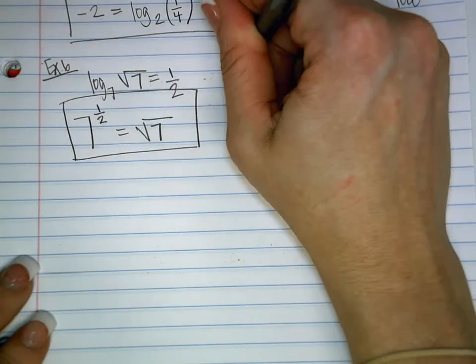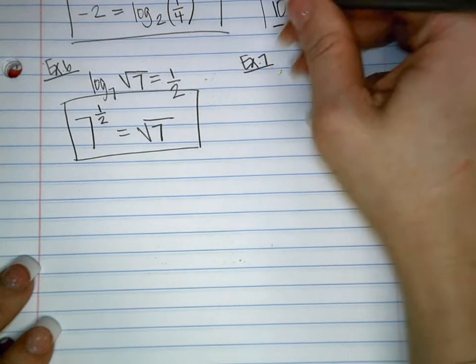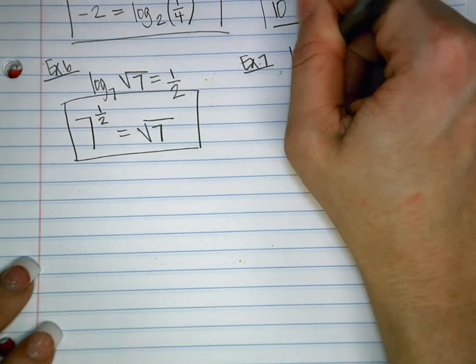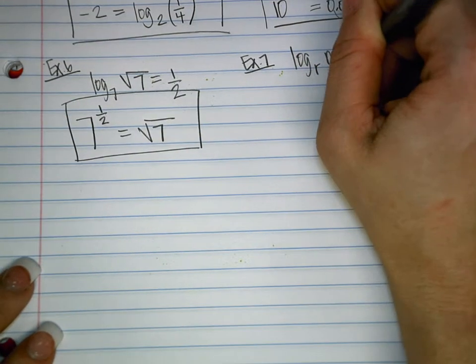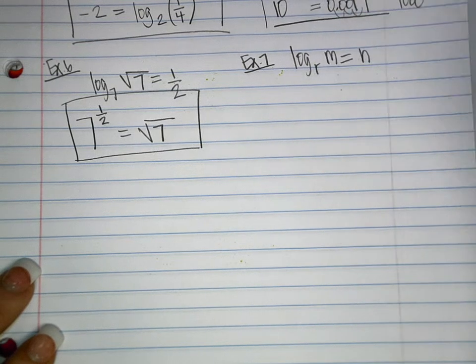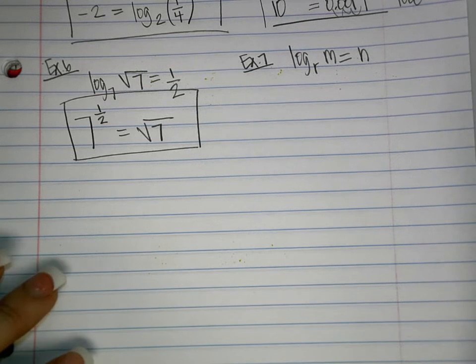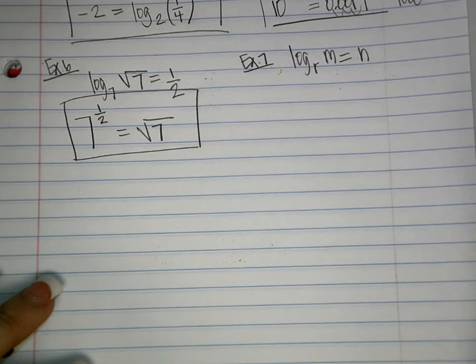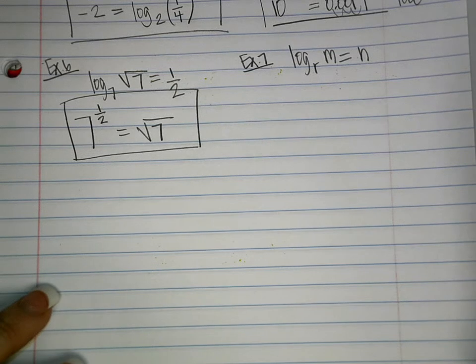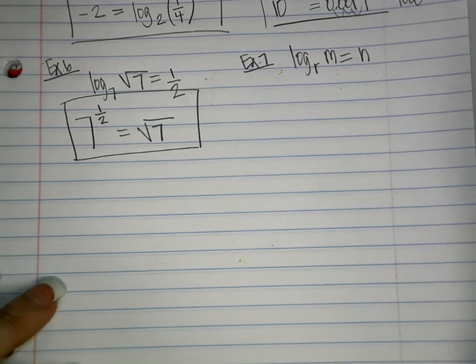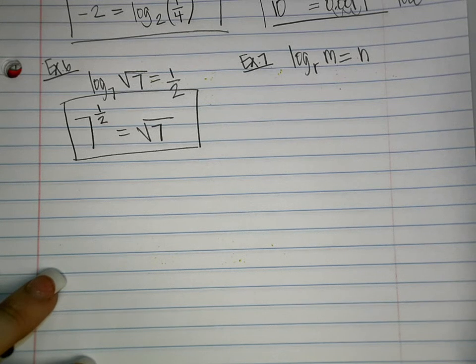I want you to try for number 7. I want you to write in exponential form log base r of m equals n. Log base r of m equals n. Okay, so how would I go about writing this?